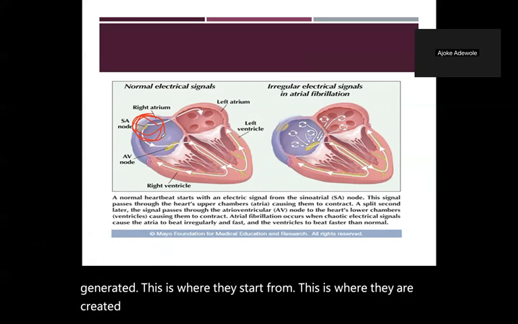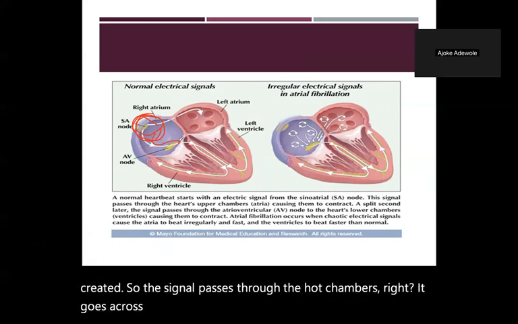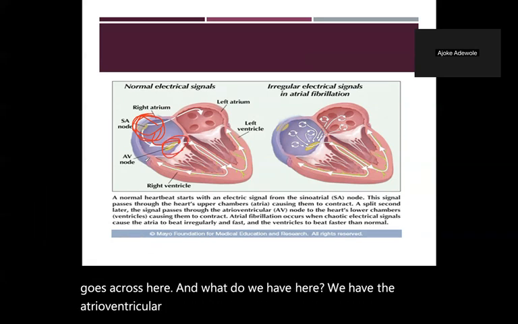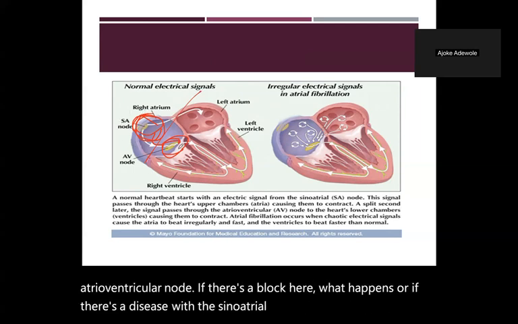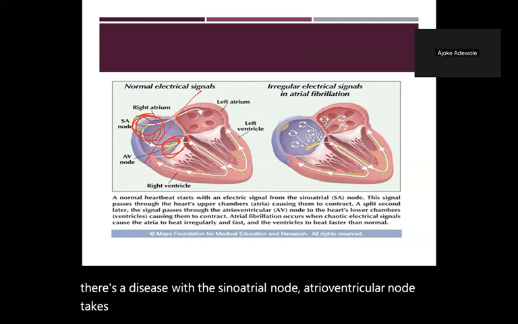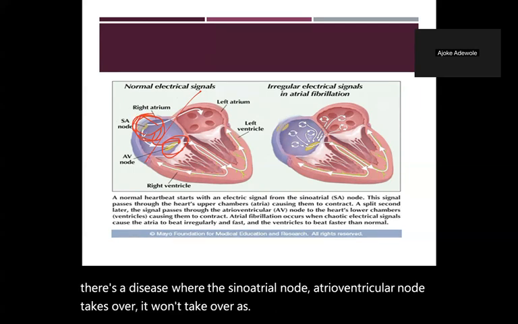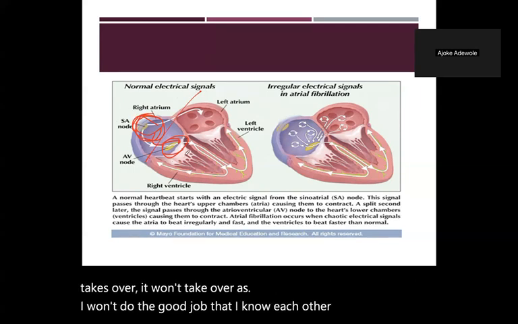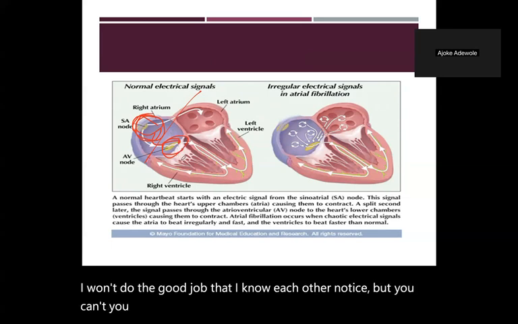So the signal passes through the heart chambers, right? It goes across here. And what do we have here? We have the atrioventricular node. If there's a block here, what happens? Or if there's a disease of the sinoatrial node, the atrioventricular node takes over. It won't take over as well as the sinoatrial node, it won't do the good job that the sinoatrial node does, but it can generate about 40 to 60 impulses if the sinoatrial node does mess up.